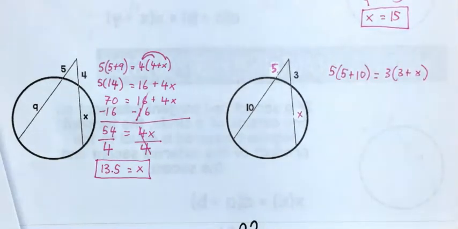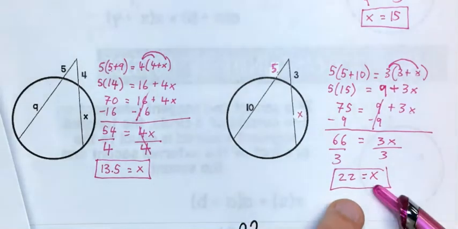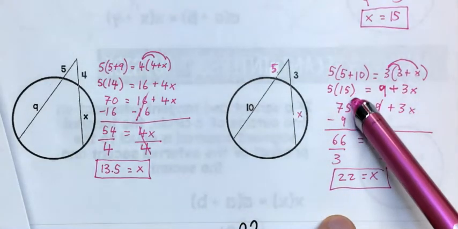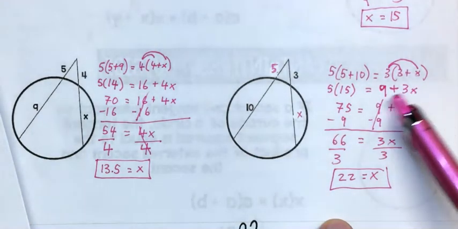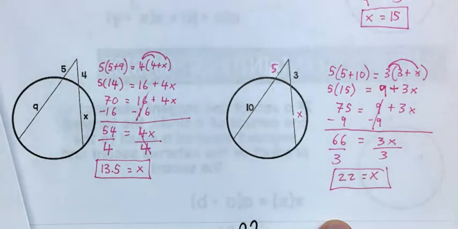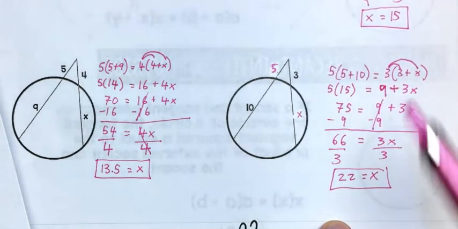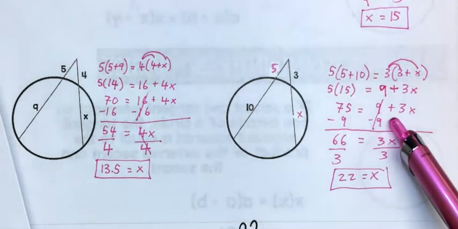All right, at this point, pause the video again, solve, and then check back to check. Your final answer that you should have gotten is x is equal to 22. The way we get that is here, the 5 plus 10, we get 15, so 5 times 15 on this side. And on this side, we distribute our 3, so we get 3 times 3 is 9, 3 times x is 3x. Simplify, 5 times 15 is 75.